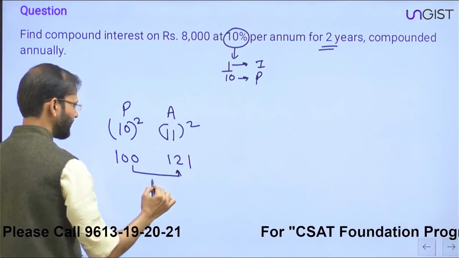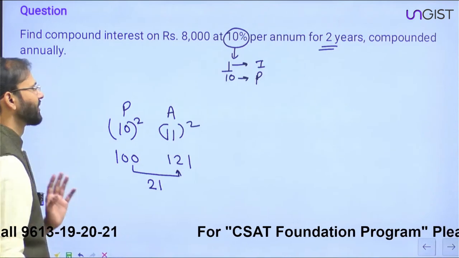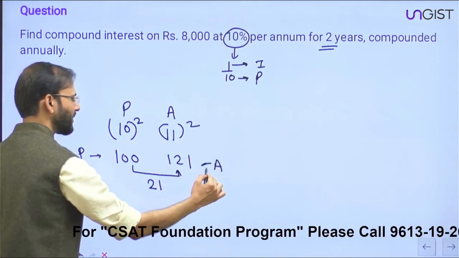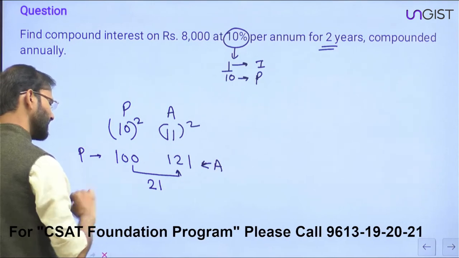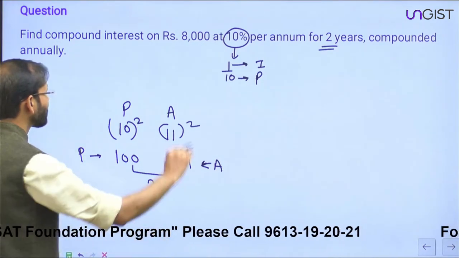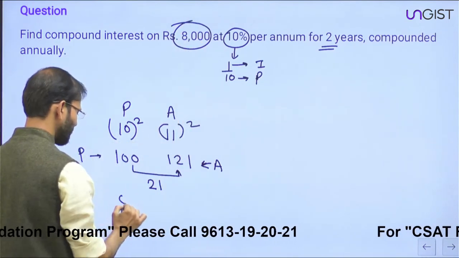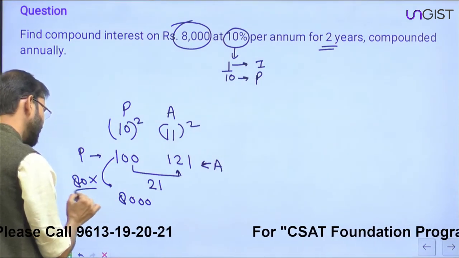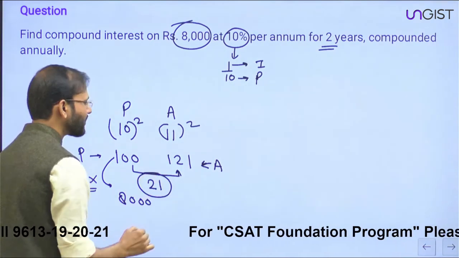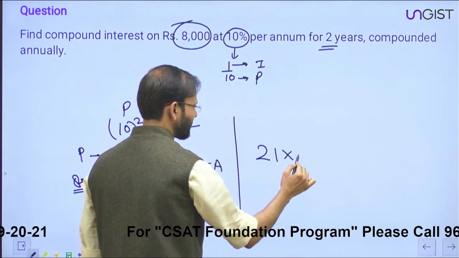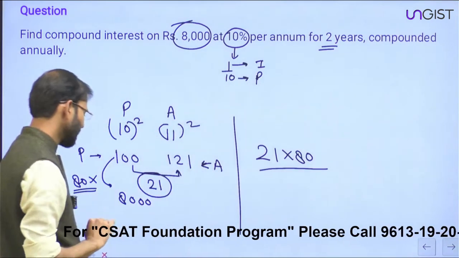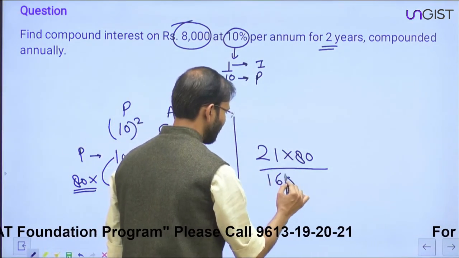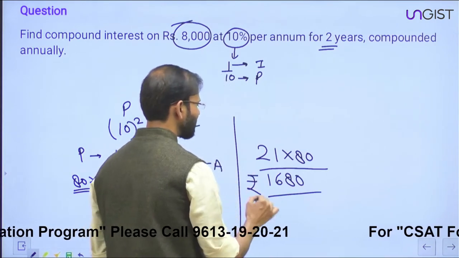So guys, the interest is 21 units, right? According to you, it is 21 units. Now, according to you, the principal is 100 and the amount is 121 and the interest is this. This is like according to you. But the question is saying the principal is rupees 8000. So this is actually 80 times of this. According to you, the compound interest is 21, right? But the question is what? 100 is equal to 8000, so 1 equal to 80. So 21 into 80 is 1680, right? So compound interest will be rupees 1680.